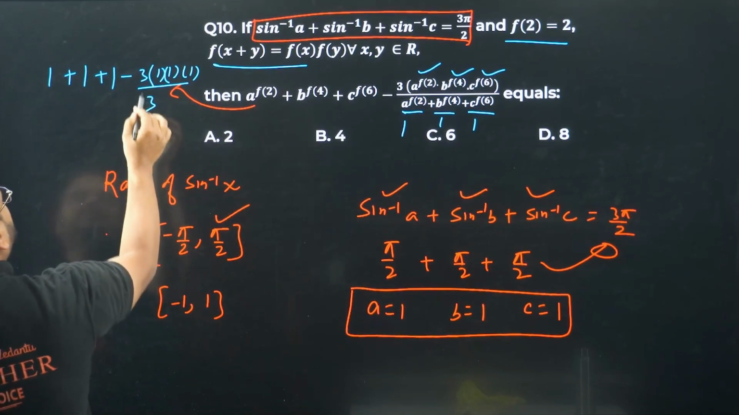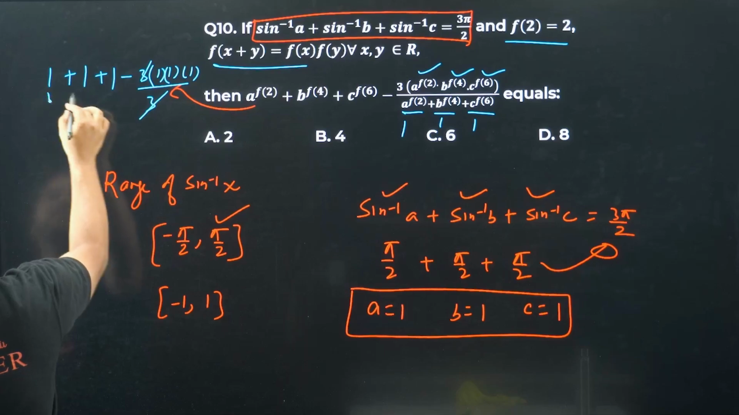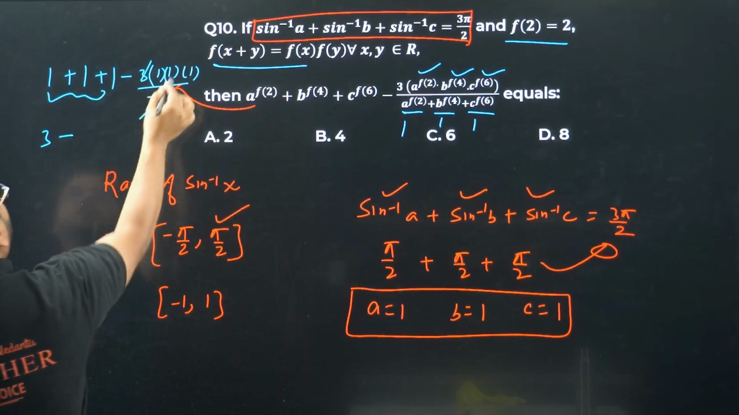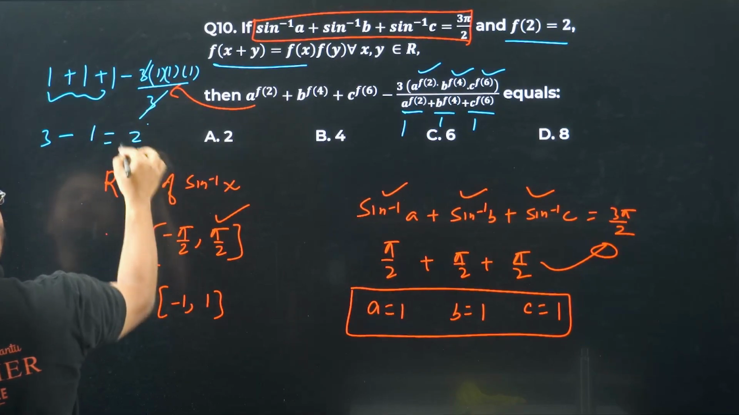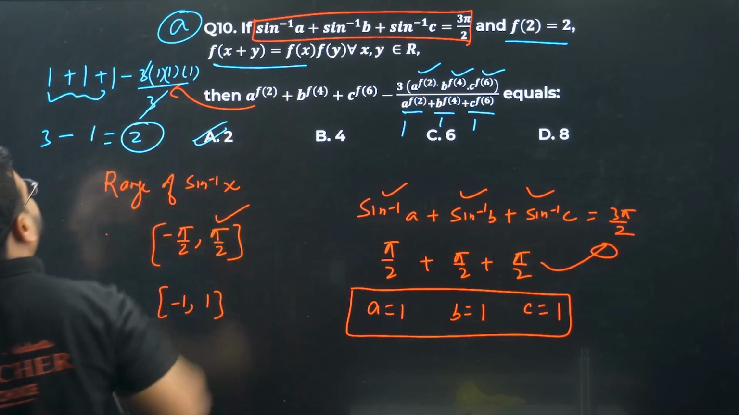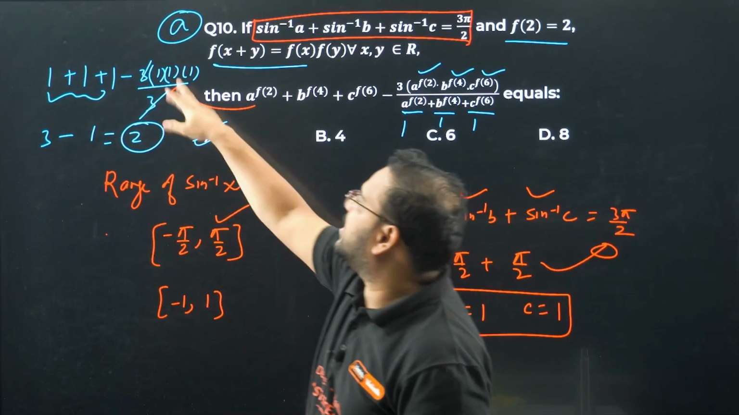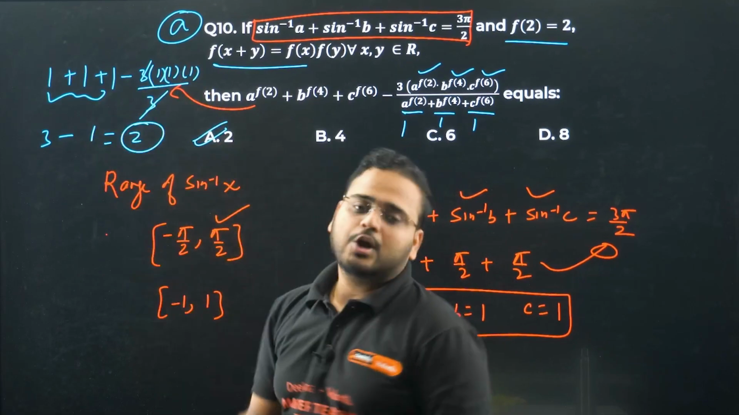Check this out, I'm getting 3 by 3. 3 and 3 is cancelled. What is left now? 1 plus 1 plus 1 is 3, minus what is this? 1. Answer is 2. Option A is correct. Please check. 1 plus 1 plus 1 is 3, and we have 3 by 3, which is nothing but 1. So 3 minus 1 will be 2.